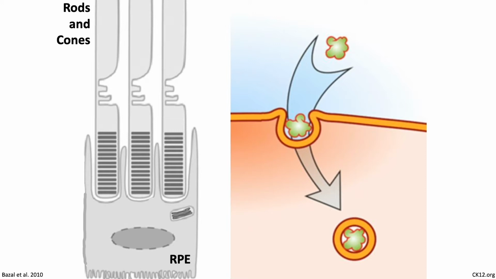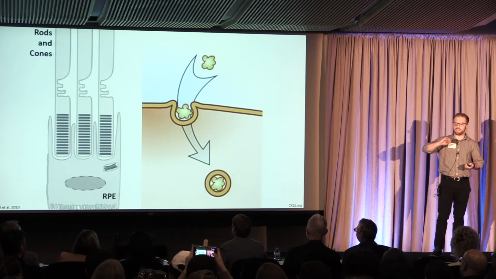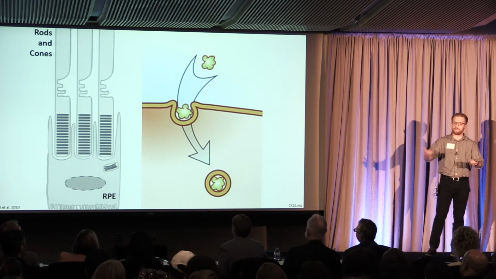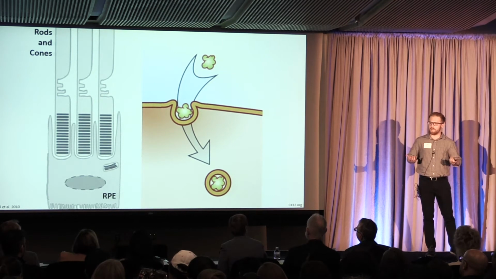At the back of your eye, in your retina, you have a layer of these rods and cones, and these are the cells responsible for taking in light information and sending it to your brain. So when you lose these cells, you lose your vision. Directly behind those, you have a layer of these RPE cells, and the job of the RPE is to keep your photoreceptors happy and healthy.